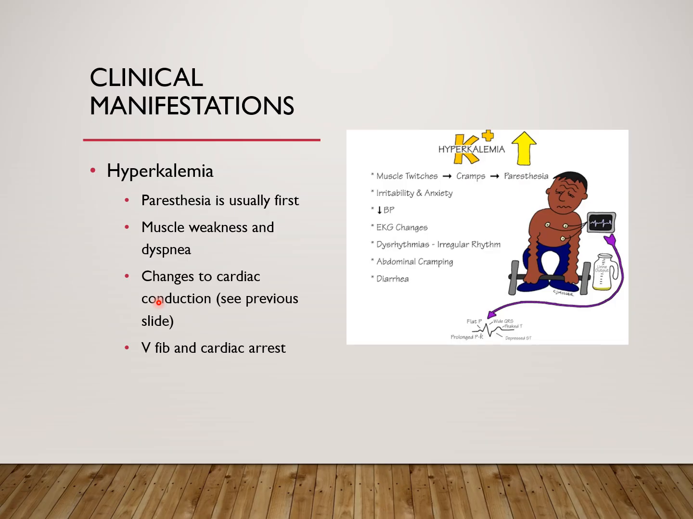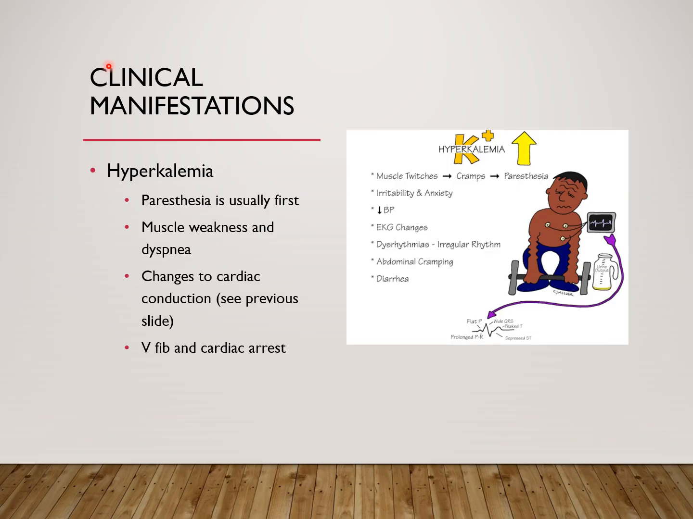Hyperkalemia is probably our most deadly electrolyte imbalance, because it can lead to ventricular fibrillation, which is a lethal heart rhythm, and cardiac arrest. A possible cause of hyperkalemia is multiple RBC transfusions. Patients who are getting a lot of red blood cells transfused really rapidly can develop hyperkalemia, so that's something to watch for in those patients as well.